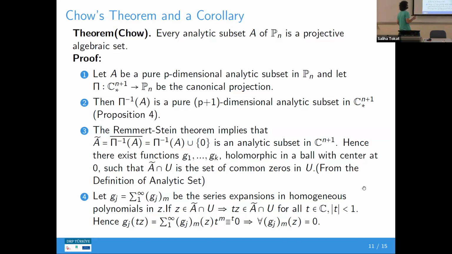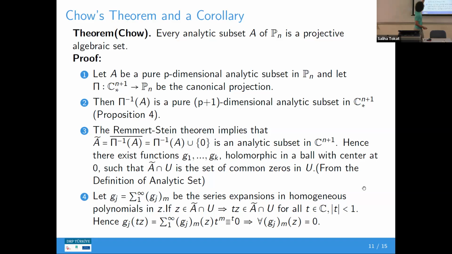Let A be a purely p-dimensional analytic subset in Pn, and let pi be the canonical projection. Then the main idea of the proof is we are going upstairs first using the pre-image and the pre-image theorem, and then we are doing some stuff, using some propositions, and then we are going back using the projection again to get A, and then we will see that it is a projective algebraic set.